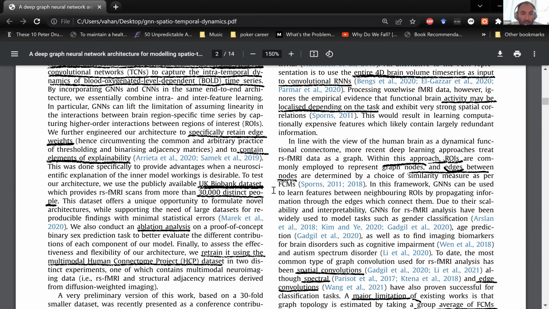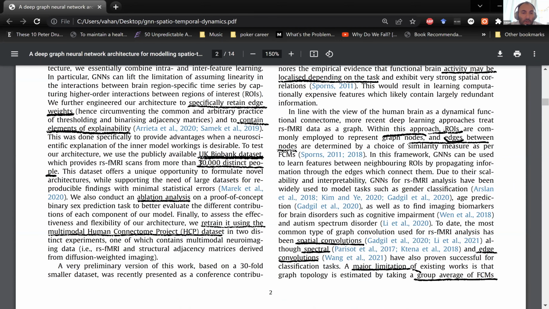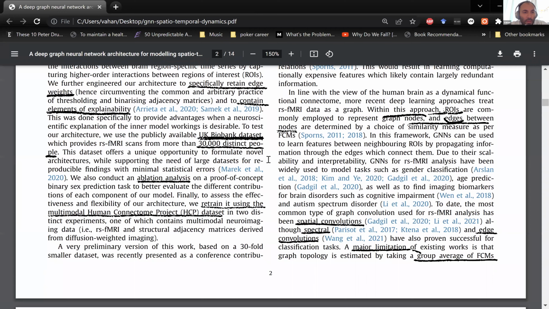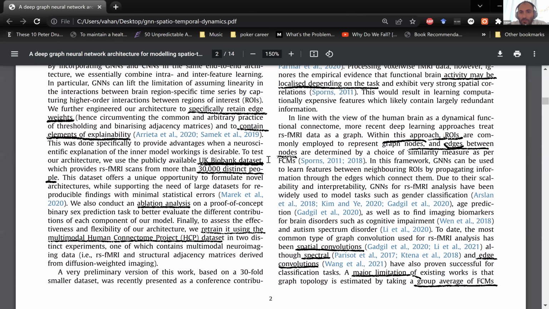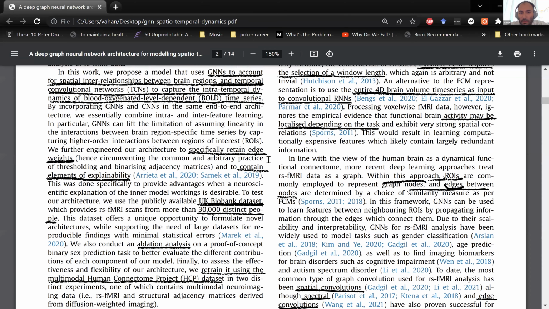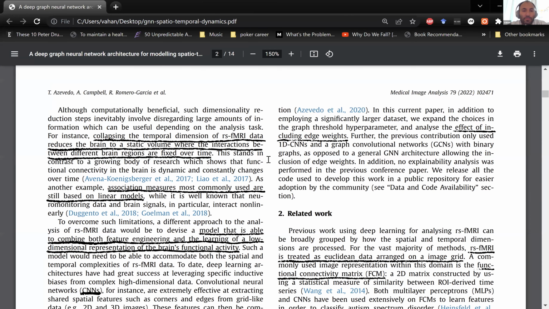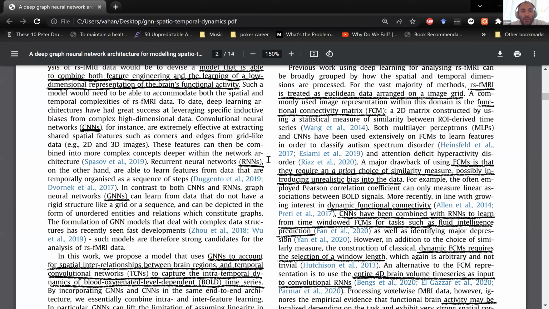RSF MRI scans of more than 30,000 distinct people. So each person has one scan here. There is another data set where each person has four scans, but in this one, it's one person, one scan. And I think we have 400 time steps. We'll confirm that later in the experiments, but the time steps are relatively long.